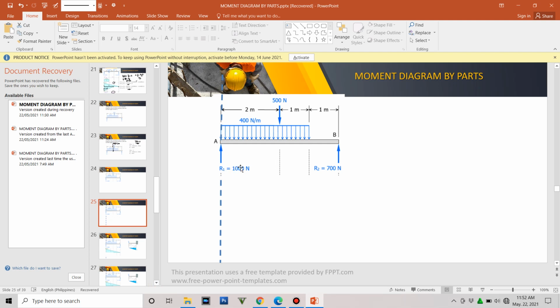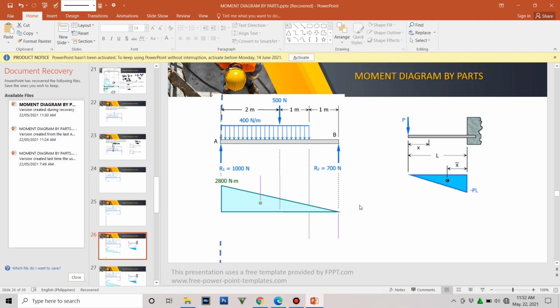So we slash it out. Ang consider natin yung mga naiwan on the right portion. 400 na distributed, 500 concentrated, and 700 na concentrated load. So muna, ito yung 700. So 700, P times L lang yan. P times L going upwards. So this is a positive triangle. 700 times 4, that is 2,800.